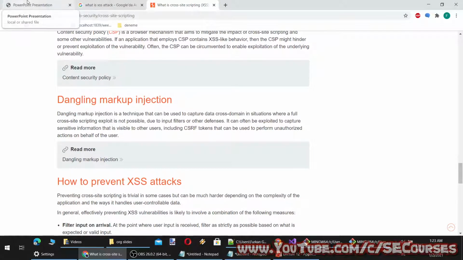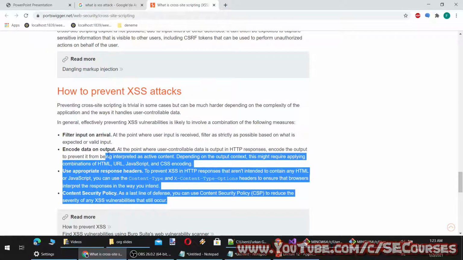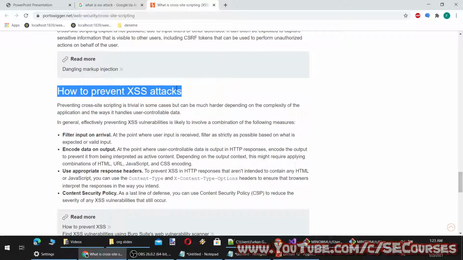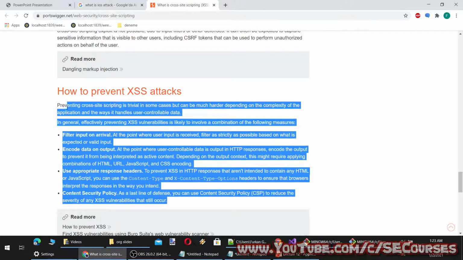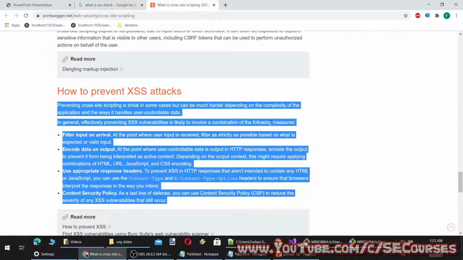So now we know the attacks. So this is important. Let's read each of them. How to prevent XSS attacks. This is important, be careful. Preventing cross-site scripting is trivial in some cases but can be much harder depending on the complexity of the application and the ways it handles user-controllable data.